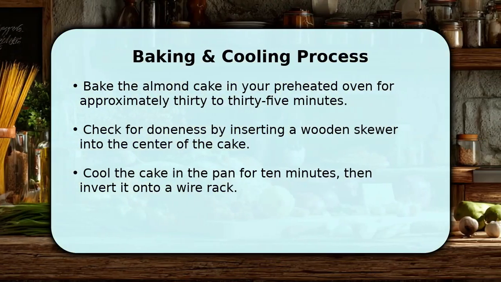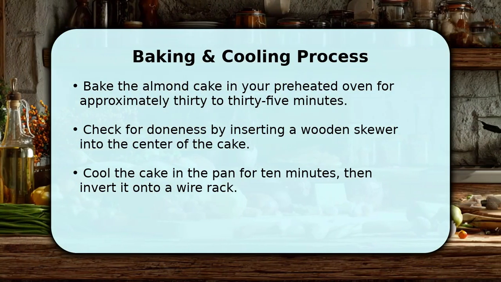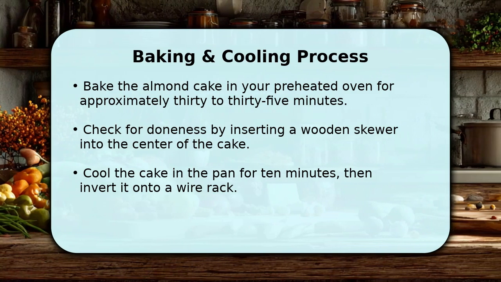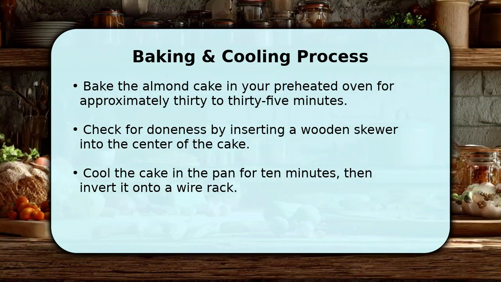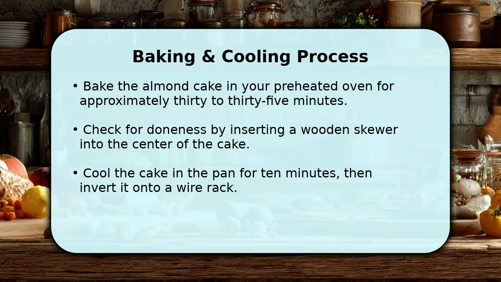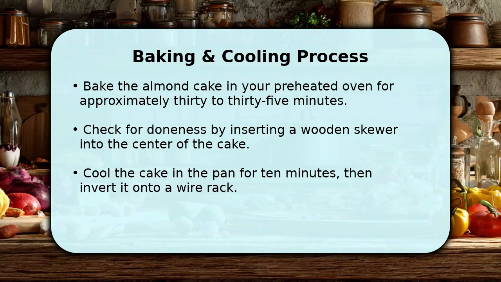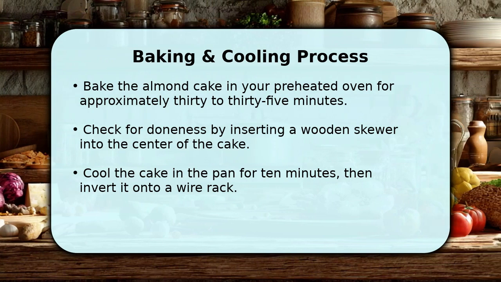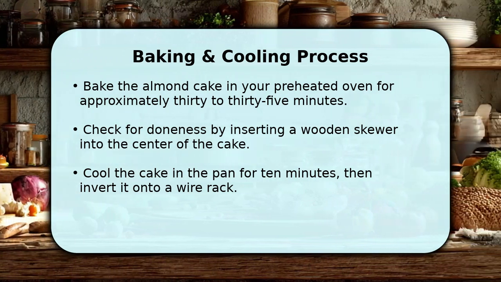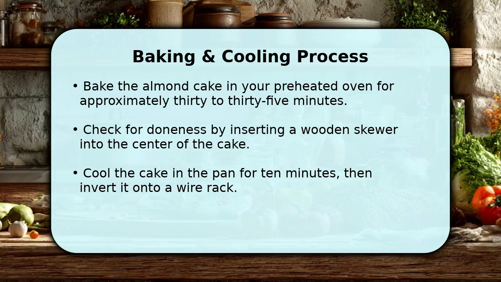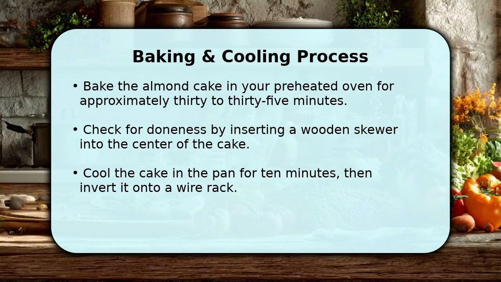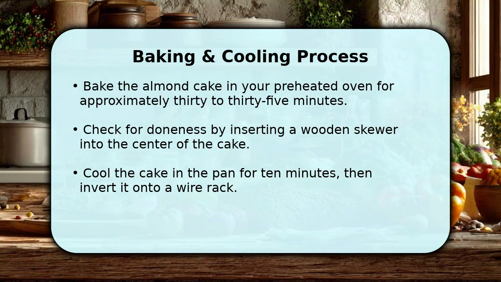Place your cake pan into the preheated oven and bake for about 30 to 35 minutes. Keep an eye on it after 25 minutes, as oven temperatures can vary. To check for doneness, simply insert a wooden skewer or toothpick into the center. It should come out clean. Once baked, let the cake cool in its pan on a wire rack for exactly 10 minutes before carefully inverting it onto the rack to finish cooling completely. This prevents it from breaking.